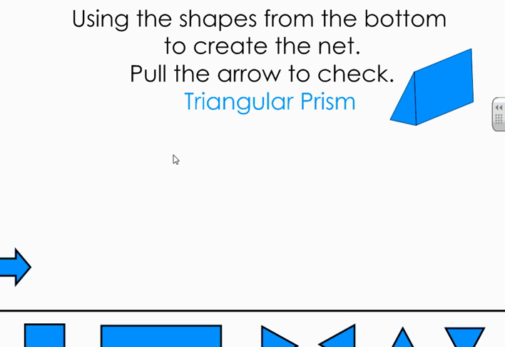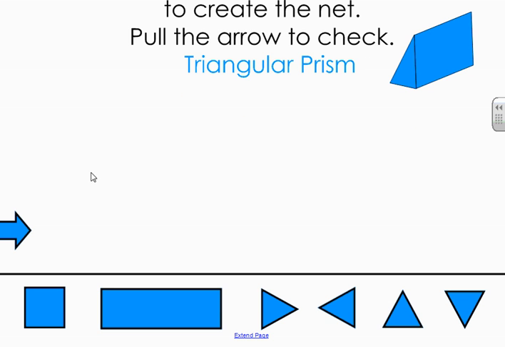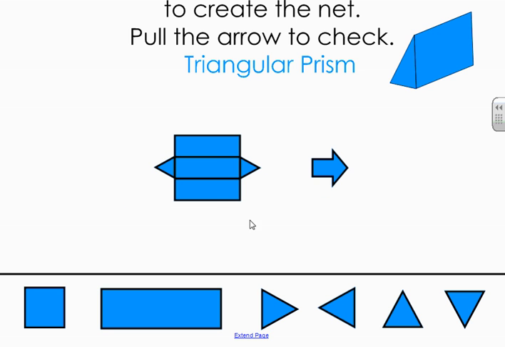All right, let's look at our triangular prism here. So I want you to take a look at this one, take a look at the shape of the sides and how many faces. I want you to pause the video and use the shapes from below and draw the net for this shape. Okay, let's take a look. And here, you notice that our 3 sides are rectangles with only the ends being triangles.